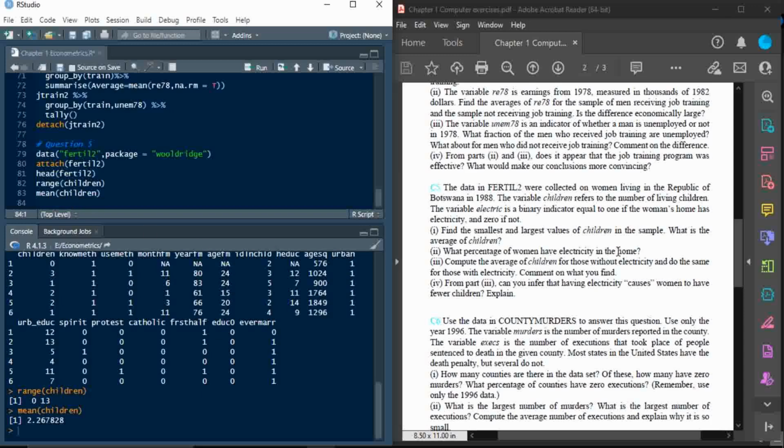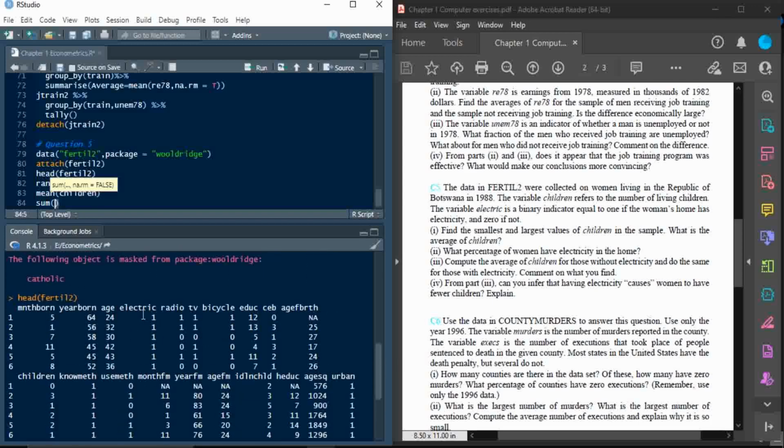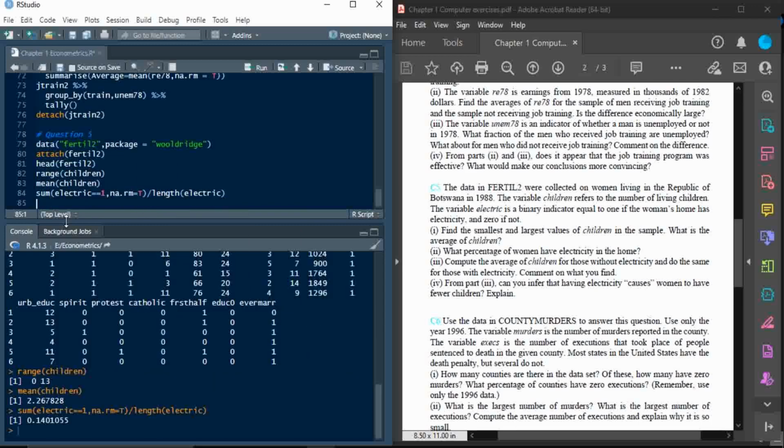What percentage of women have electricity in the home? So for this we have to type some command, and the electricity is named in this data set by the name of electric, and type na.rm because there are some NA values in this data set, and divide this by length of the column. So 14% of women have electricity in the home in this data set.